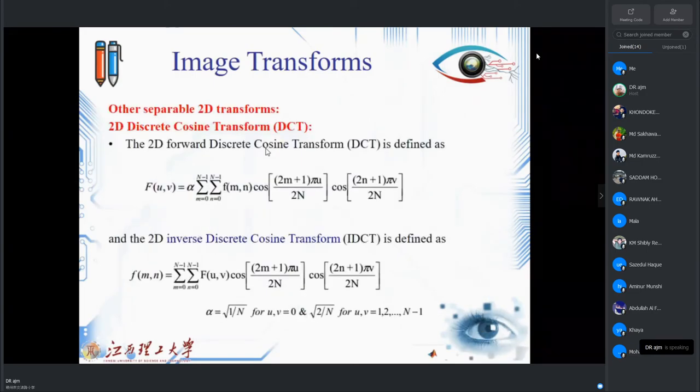The other separable 2D transform is the 2D discrete cosine transform, which you will see here. Again, we have the term of sine or cosine here as the forward one or as the inverse one here. And you will see the difference between them is F of M and N and F of U and V, which will be the main difference between these two formulas, which shows whether we are going forward or coming back to the inverse discrete transform.